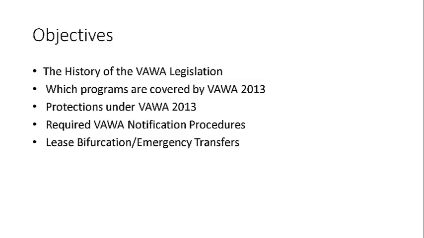Well, today we're going to be talking about the Violence Against Women's Act and some of the updates that have occurred since the inception of that act. So our objective today: we're going to talk about the history of the VAWA legislation, what programs are covered by the VAWA, or Violence Against Women's Act 2013, protections under that in 2013, required notification procedures, and we're going to talk about lease bifurcation and emergency transfers. So those are our objectives of today's webinar.